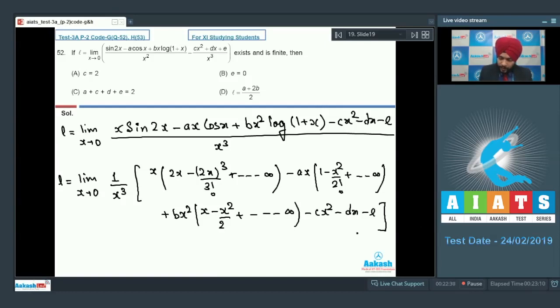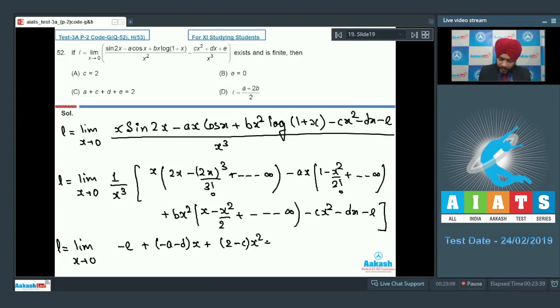So let us collect the coefficients carefully. Limit x tends to 0. The constant term appears to be minus e. The coefficient of x appears to be minus a from here and minus d from here. Minus a minus d into x. The coefficient of x square will be 2x square from this term and minus cx square. So 2 minus c times x square.